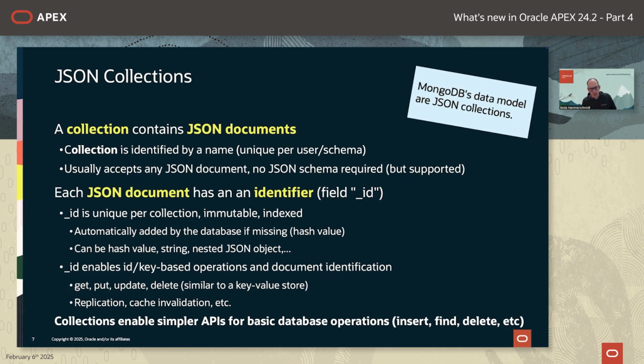There is a way to associate a schema to restrict it, but the easiest way to think of the collection is that it's really a bag of JSON objects that you can throw inside, and then you can find it, and you can delete it or modify it, etc. Now, each JSON document in that collection has an identifier. That's usually a special field inside the JSON. We use the field _ID, and that uniquely identifies that document inside the collection.